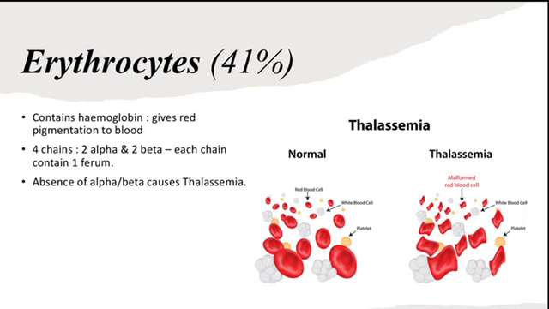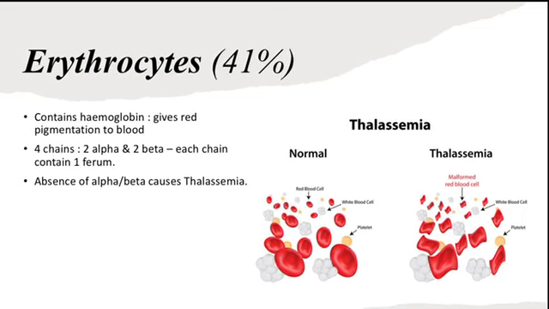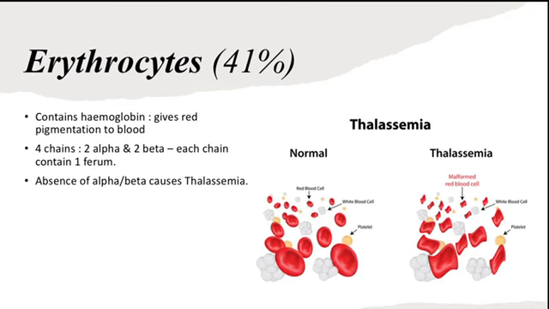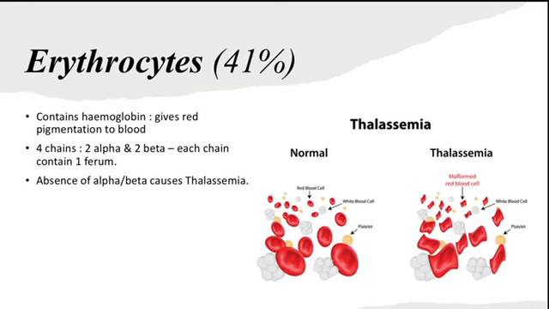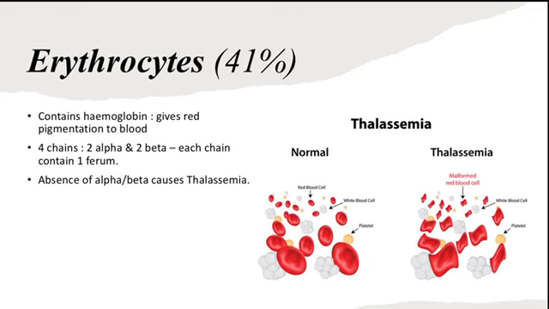In the case of the lack or absence of alpha or beta proteins, a disease called thalassemia can be developed in patients. This happens when patients do not have sufficient red blood cells in their body.